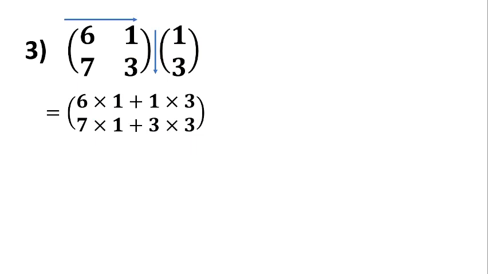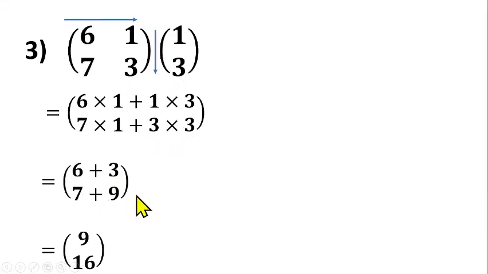Do we grab that? So if you simplify that further, we have 6 times 1, that gives us 6, plus 1 times 3, that gives us 3. So we have 6 plus 3 for the first row here. Then 7 times 1 will give us 7, plus 3 times 3 gives us 9. So we have 7 plus 9 as well. If you simplify further, 6 plus 3 is 9, 7 plus 9 is 16. So when I multiply this matrix by this matrix, it gives me this column matrix, which is 9 and 16.